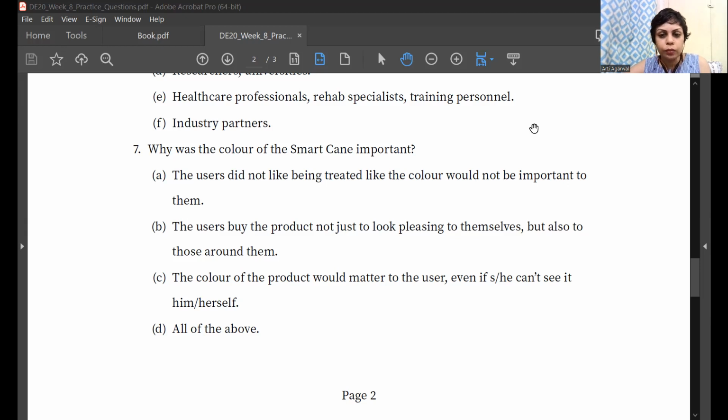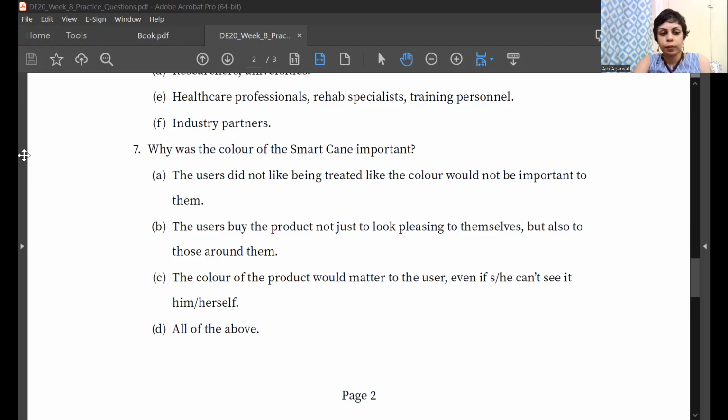So, anyway, the first option, that the users did not like being treated that way, is correct. Sorry, the first option, not question. The second option is that the users buy the product not just to look pleasing to themselves, but also to those around them. And this is, of course, correct, because this is what I was trying to convey: when they perceive the world, they're not just perceiving it for their own pleasure, but they exist as a part of that society, right? So nobody wants to look like something which is not a part of their personality, or which is not something they would be okay with, right?